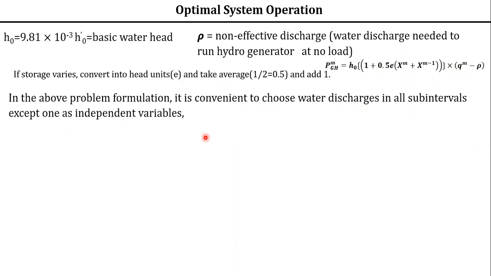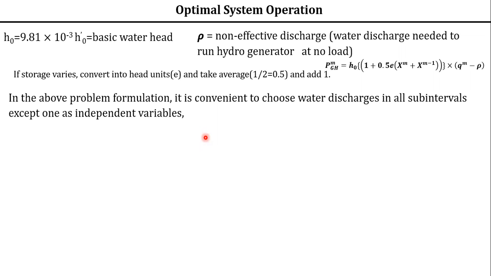So now we got the formulation, the problem formulation. What is the problem formulation? We have defined the objective function in discretized mode and we have represented the constraints: power balance equation, water continuity, then the power generation by hydropower plant at mth interval. This is your problem formulation: objective function subjected to these three constraints. Fine. In this formulation, now we have to consider water discharge.